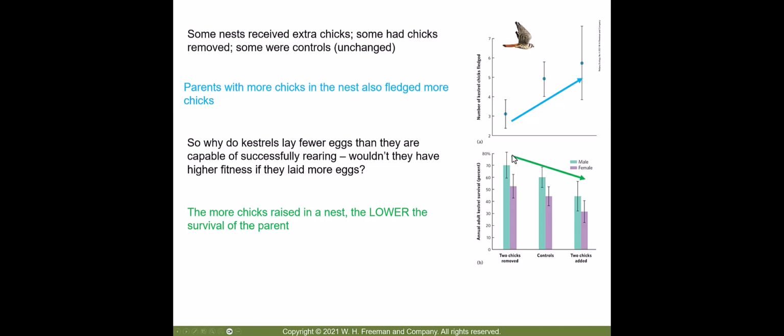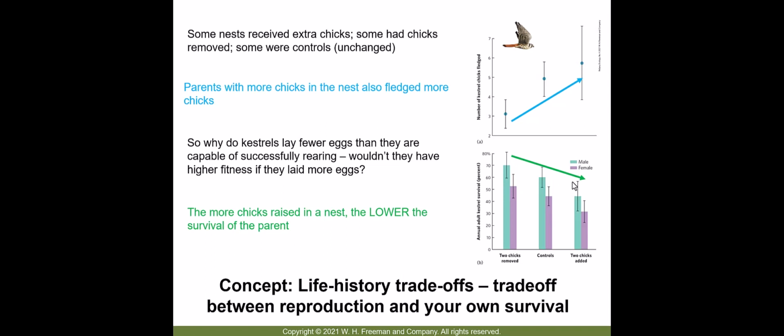And we see it split up for males and females. But for both males and females, we're seeing that the fewer chicks you have, the higher the survival of the parent. The more chicks you have, the lower the survival of the parent. So once again, we're seeing life history trade-offs. In this case, we're seeing a trade-off between what we invest in our offspring and making sure we have fitness there, but also weighing it against our own survival. So if having more chicks really decreases your own survival and your own ability to reproduce in the future, perhaps laying fewer eggs and having fewer chicks in the nest is really the best strategy.